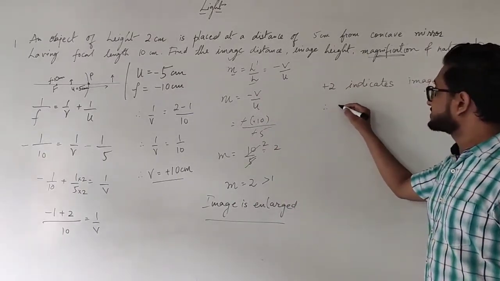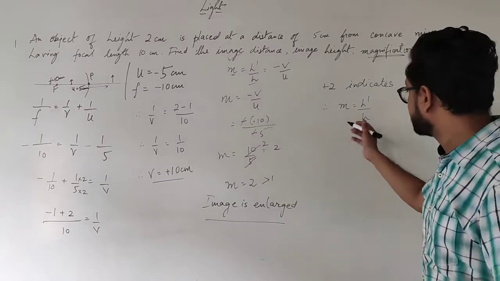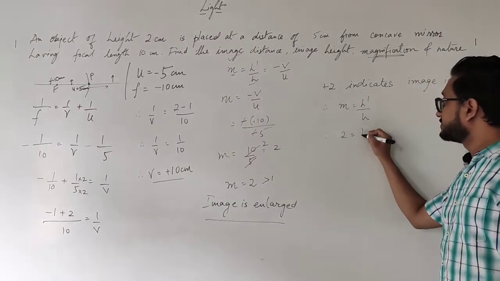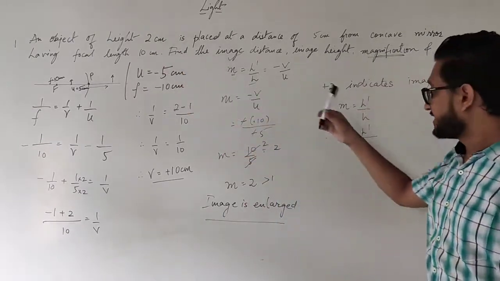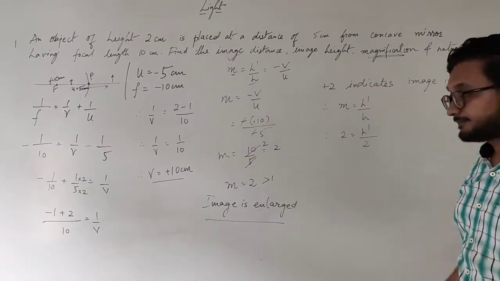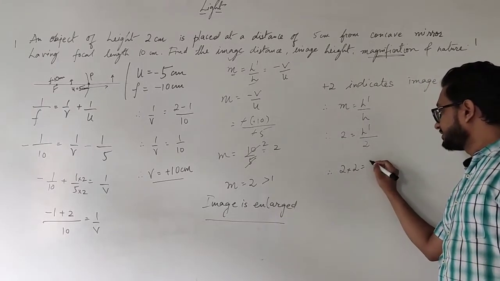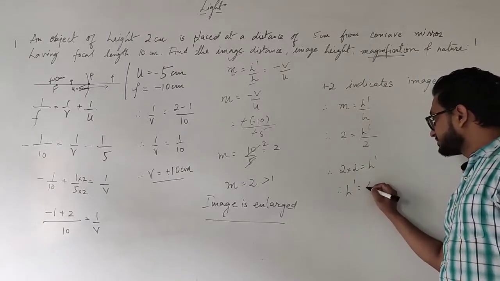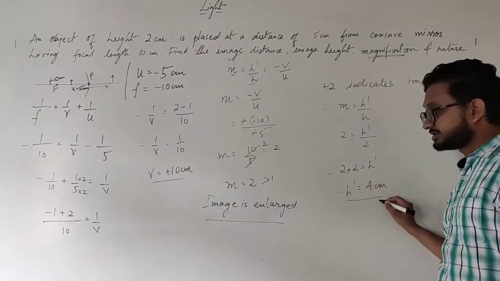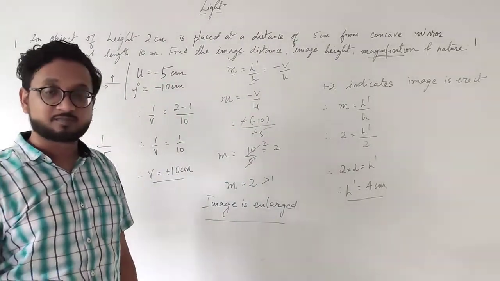Now you can find the height. Therefore, magnification m is equal to h dash upon h, where magnification m is 2, and h is given as 2 centimeters is the height. So I am writing 2 over here. Simple cross multiplication, this gives you 2 into 2 equals h dash. Therefore, h dash is equal to 4 centimeters. Okay, so you have found the image height.